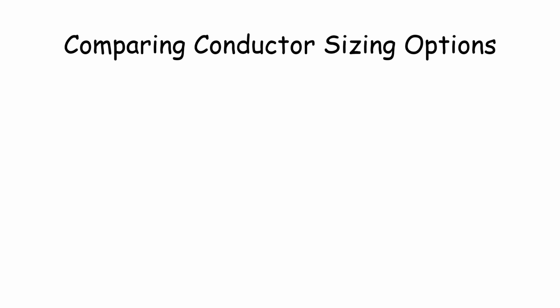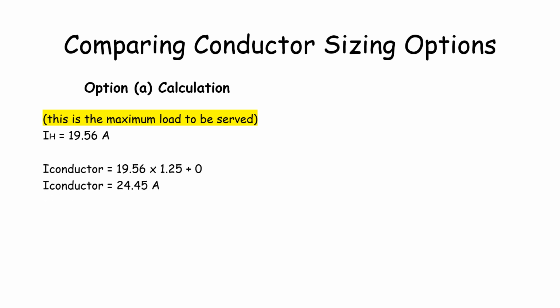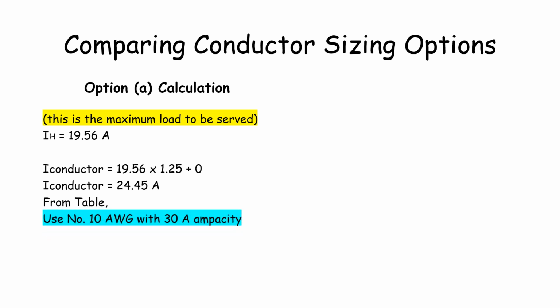So now let us compare conductor sizing options, which are option A and option B. For option A, again we calculate the maximum load to be served, which is 19.56 ampere. We multiply it by 1.25 as provided by the code, plus the non-continuous load, which is 0. Now we get a conductor current of 24.45 ampere. From the table, it shows that number 10 American wire gauge is sufficient with a 30 ampere ampacity.